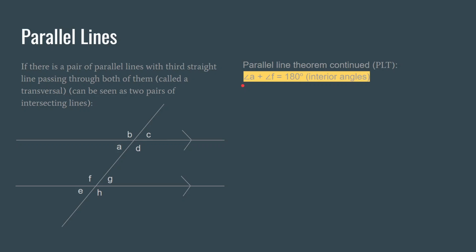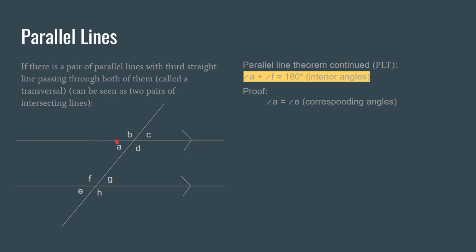We can say that angle A plus angle F is equal to 180 degrees. This is because they are interior angles. The parallel line theorem states that interior angles and exterior angles will always add up to 180 degrees.